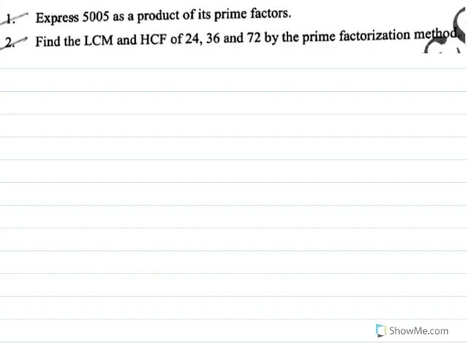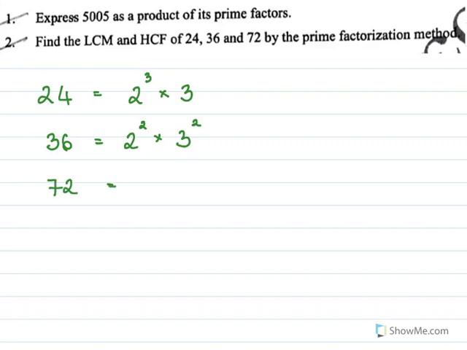Find the LCM and HCF of 24, 36, 72 by prime factorization. So first, 24 can be written as 2 raised to 3 into 3. Then we get to 36. 36 is 2 raised to 2 into 3 raised to 2. And 72 will be equal to 2 raised to 3 into 3 raised to 2.